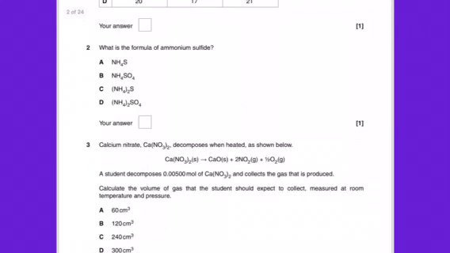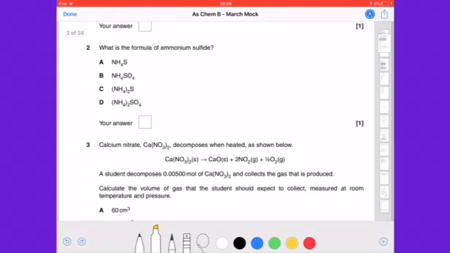What is the formula of ammonium sulfide? Well, to do this type of question, you need to know the formulas of the ammonium ion and the sulfide ion. Now, ammonium is NH4+, and sulfide is S2-. Now, in order to get the formula, you need to balance the charges. So because S is 2 minus, that means you need two NH4s in order to balance the charge, and therefore the formula should be (NH4)2S.